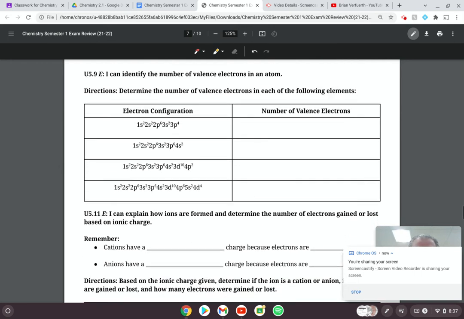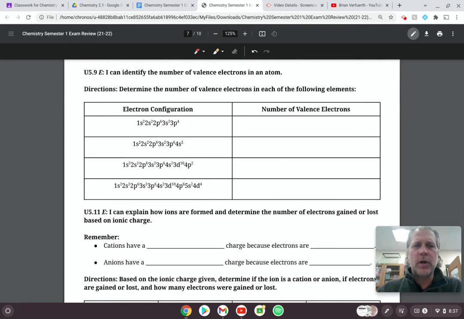So going to go over page 7 now. And in page 7, we are looking to figure out valence electrons by using the electron configuration. At one point this semester, you were asked to write the electron configurations, both the orbital notation and the electron configuration notation, also the noble gas shortcut. But we really want you to focus in on being able to identify the number of valence electrons.